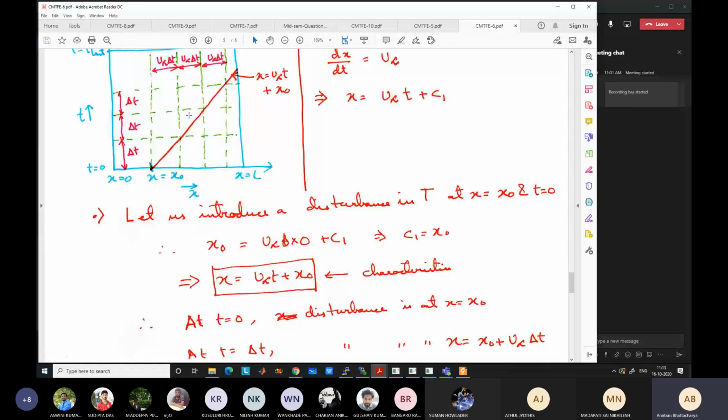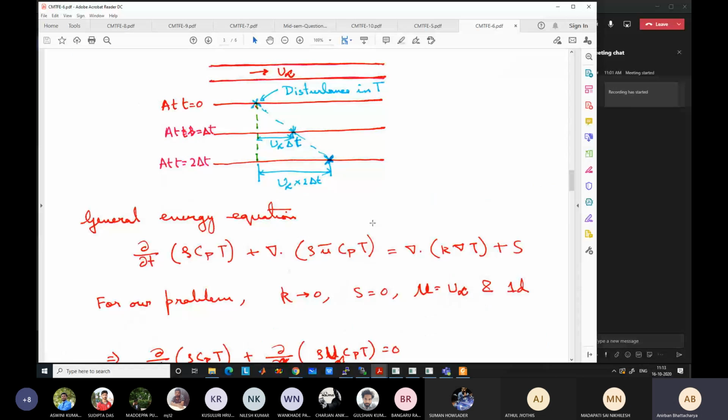This physically also we have understood previously. Let's say some flow is okay, and a disturbance is moving through the flow, and there is no diffusion. So only because of the flow the disturbance. So if there is any disturbance at time t equal to 0 somewhere, it will be at a position of u infinity into delta t after time delta t, and u infinity into 2 delta t after time 2 delta t. So always it is at a position of u infinity into t, where t is the time.